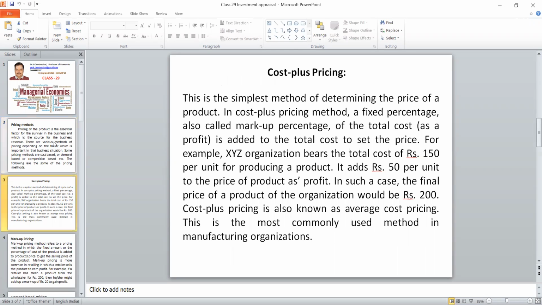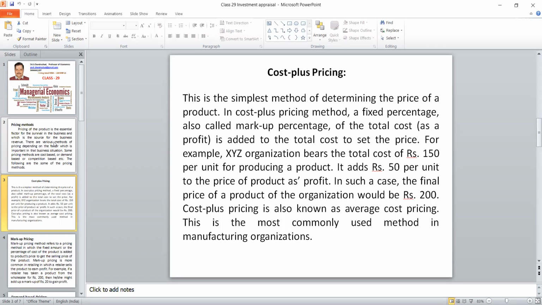The first type of pricing we call cost plus pricing. The simplest pricing is called cost plus pricing. Under this cost plus pricing method, there will be a fixed percentage of profit. That is why we call this particular pricing markup percentage profit pricing. With the total cost, a percentage of profit will be added. Based on that, the price will be fixed.